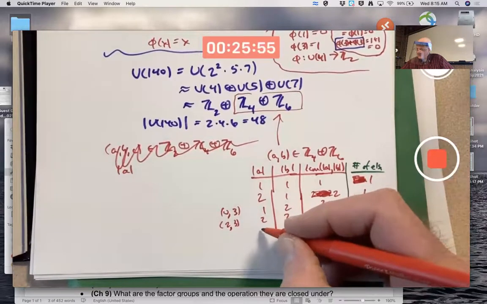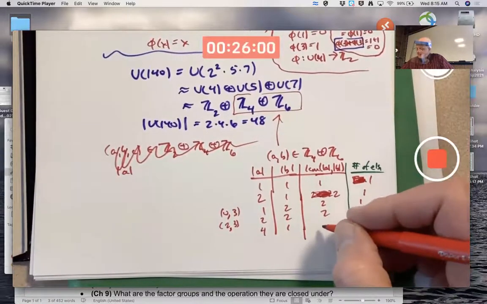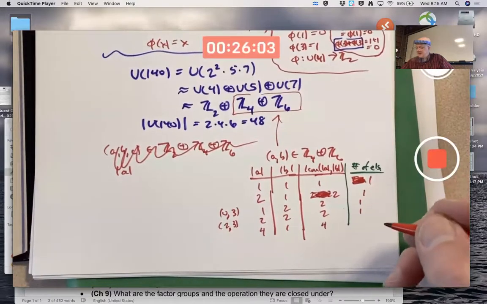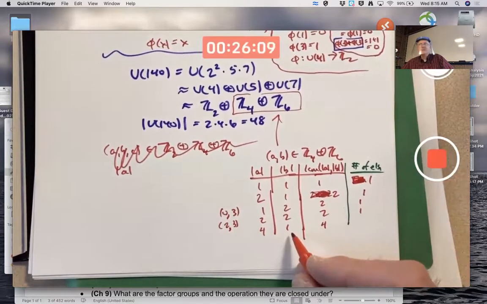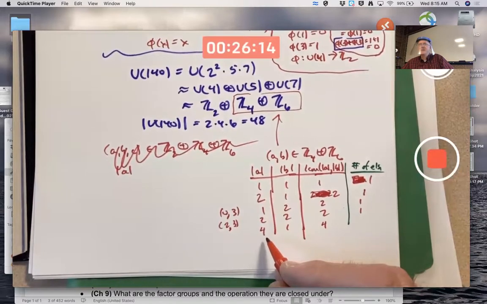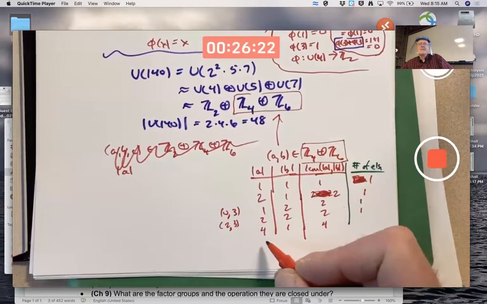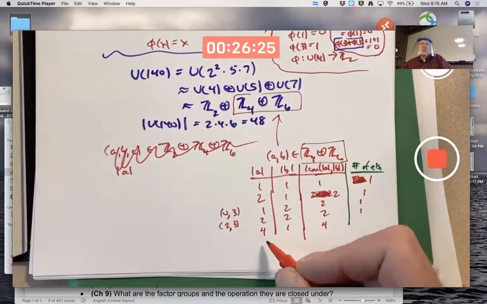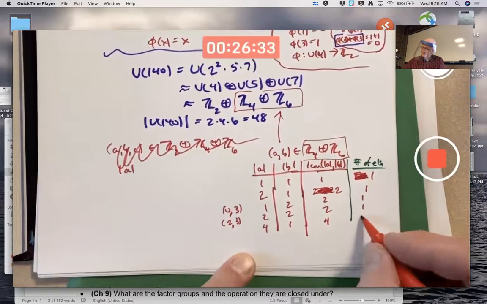What about if A has order 4 and B has order 1? Then the LCM of 4 and 1 is 4. How many elements of order 4 would there be? Well, there's 2 choices for A and 1 choice for B. What would be the choices for A? 1 and 3, the generators of Z4. Only 1 choice for B, the number 0. Overall, you have 2 elements like that.